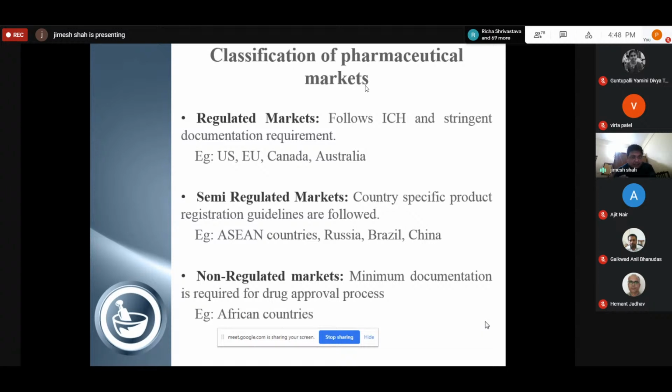So what are the basic three differences? The US, Europe, Canada and Australia follow the ICH and the guidance, from which we do not deviate at any time. Semi-regulated markets have their own country registration guidelines and somehow follow the US, Europe, Canada and Australia guidance. African countries have less stringent requirements, so we get the approval at a very early stage. So these are the main classifications of the pharmaceutical market.